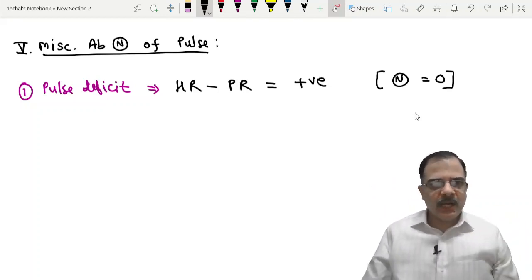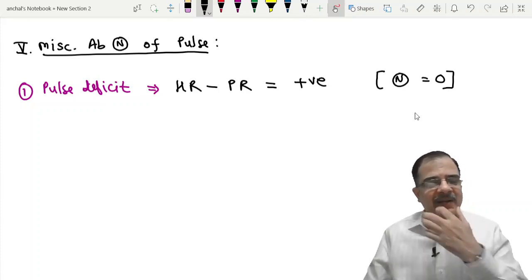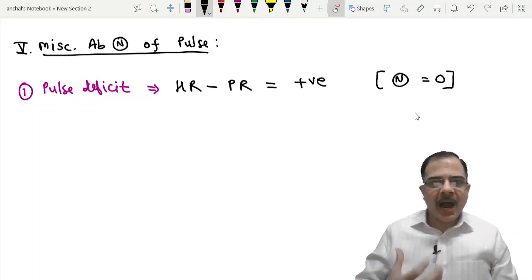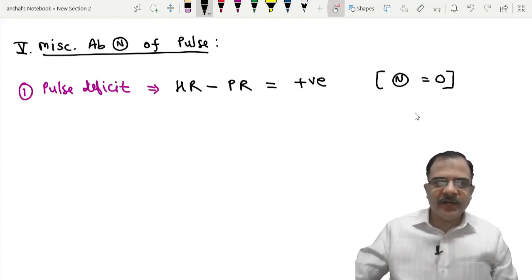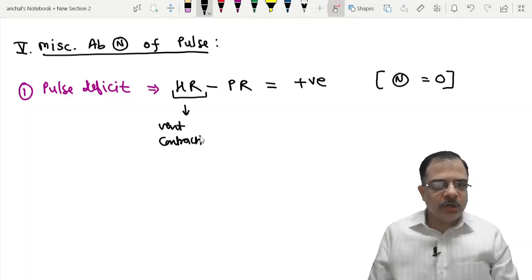So in the previous class, some of you asked what is heart rate, what is pulse rate, what is the difference between a heart rate and a pulse rate. So there is a difference. What is the meaning of the heart rate? Heart rate means ventricle contraction rate.